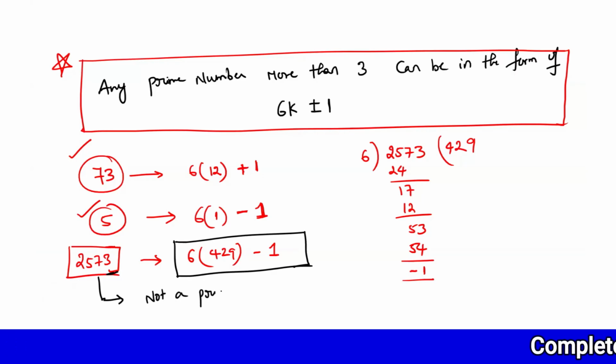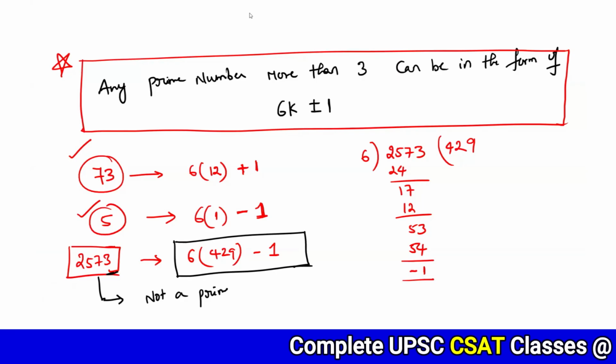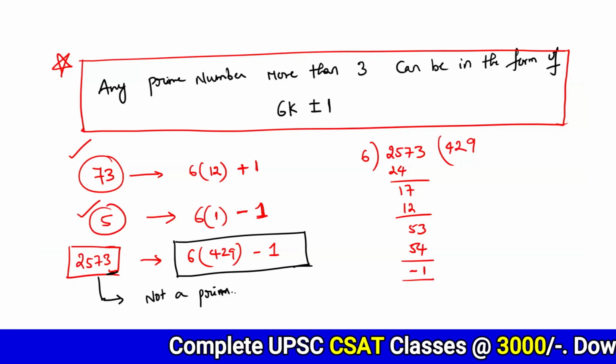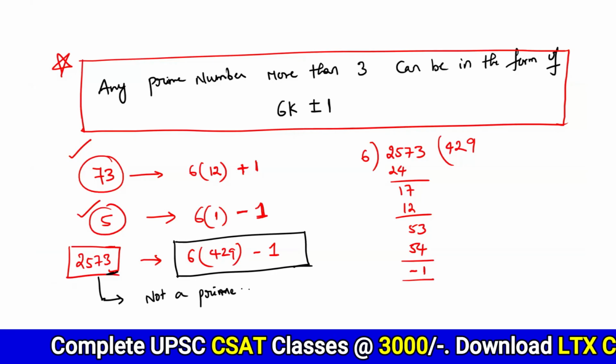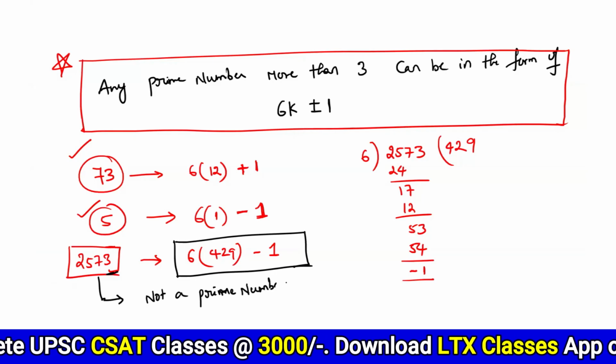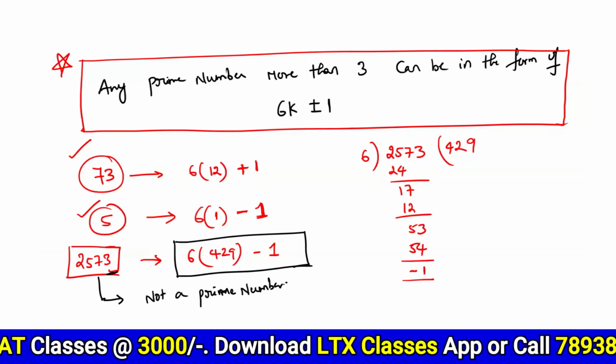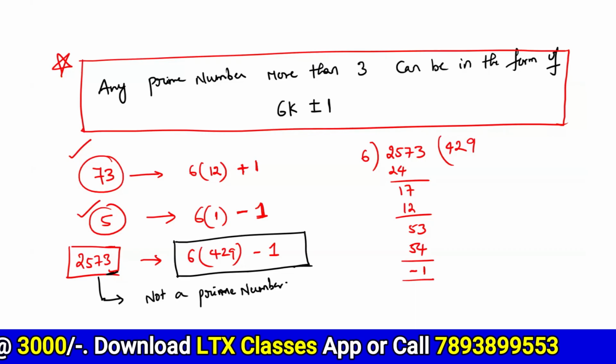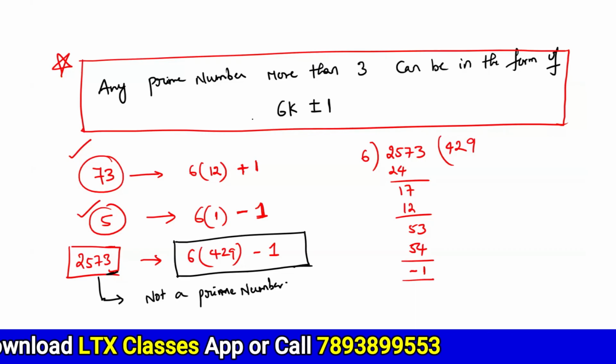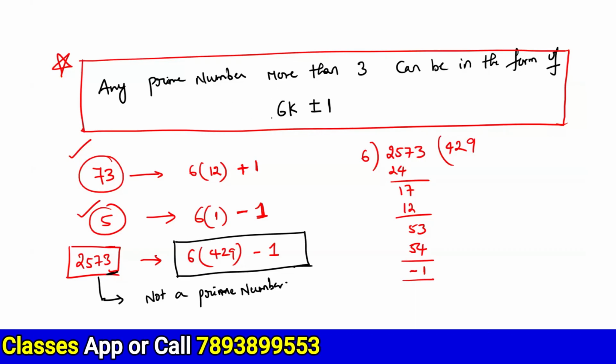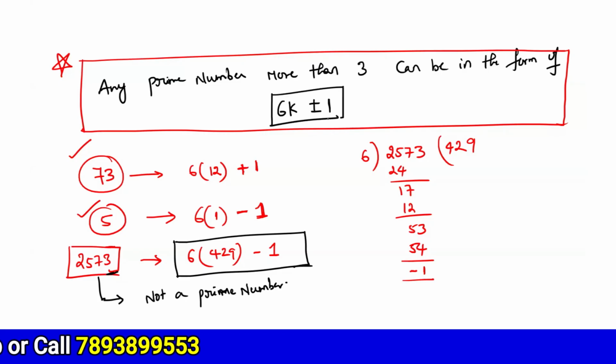Everyone carefully listen to this. I have seen the message which is written in the chat box by Pratyusha. Generally 2573 is not a prime number. The point here is, any prime number can be represented in the form of 6k ± 1 is the important point.